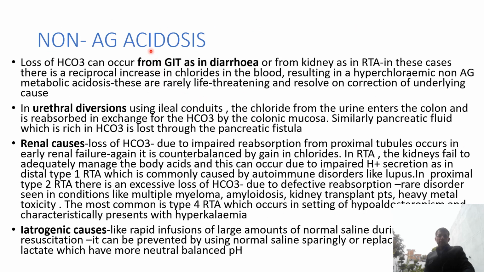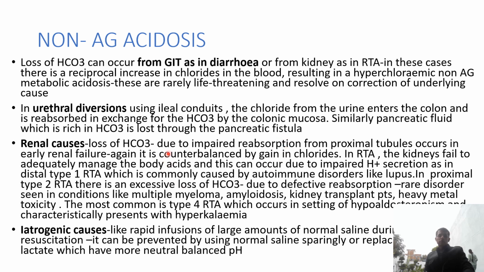A word about non-anion-gap acidosis. Loss of bicarbonates can occur from the GIT as in diarrhea or from the kidneys as in renal tubular acidosis. In these cases, there is a reciprocal increase in chlorides in the blood resulting in hyperchloremic non-gap metabolic acidosis. These are rarely life-threatening and resolve on correction of the underlying cause. In ureteral diversions using ileal conduits, the chloride from urine enters the colon and is reabsorbed in exchange for bicarbonate by the colonic mucosa. Similarly, pancreatic fluid, which is rich in bicarbonate, is lost through a pancreatic fistula.